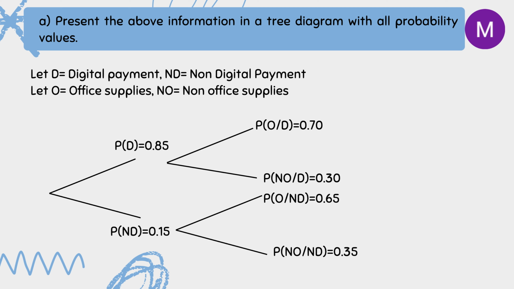From the digital payment, the probability of them buying office supplies is 70%. And from digital payment also, 30% of them buy non-office supplies. So next we go to the non-digital payment. The probability of them buying office supplies is 65%. And 35% of non-digital payment users buy non-office supplies.